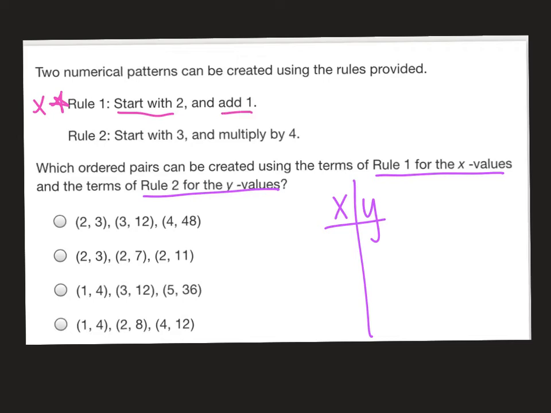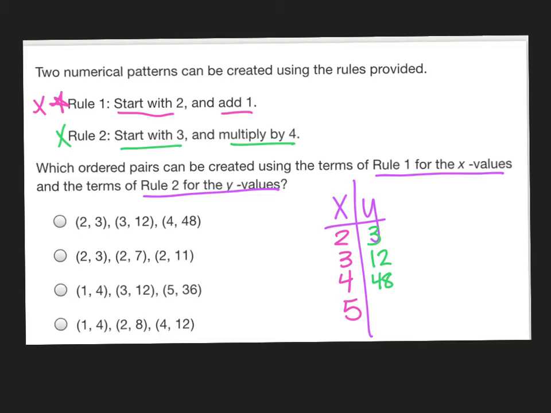So the X value, rule 1, tells you start with 2 and add 1. So we're going to say 2 plus 1 is 3, plus 1 is 4, plus 1 is 5. And if you look at your answer choices, that's plenty high enough. All right, then I'm going to rule 2. And it says to start with 3, but multiply it by 4. So this time we're going to say starting with 3, multiplied by 4 is 12, multiplied by 4 is 48.